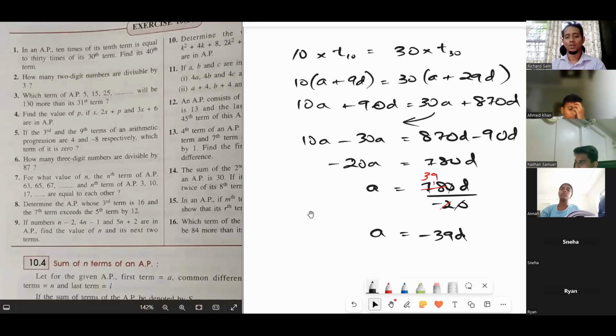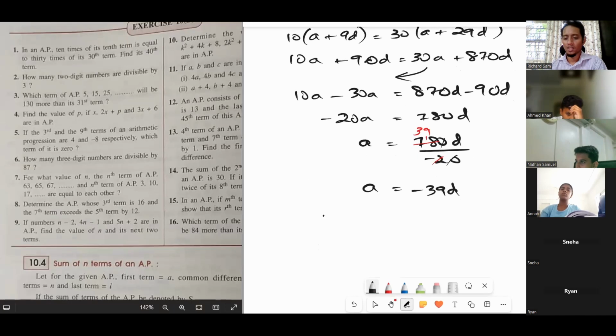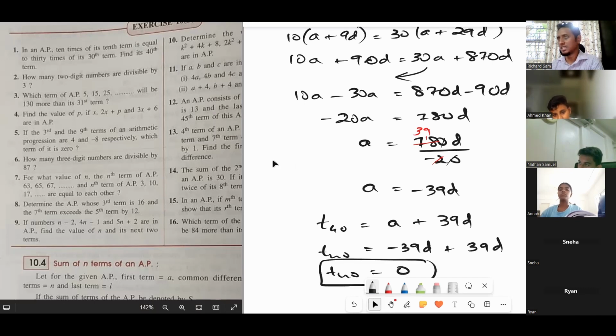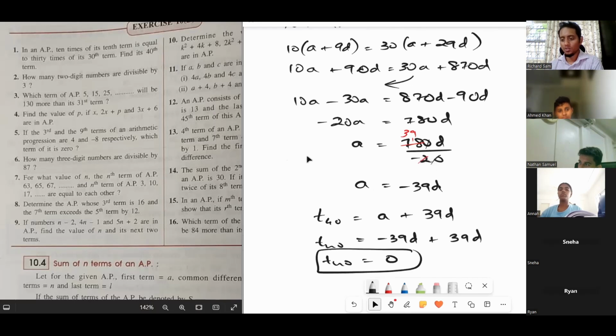Find its 40th term. So what's the formula to find the 40th term? A plus 39D, right? So in place of this A, we'll put this value here. So T40 will be minus 39D plus 39D. So what is minus 39D plus 39D? 0. This is how you do it. So you're not exactly getting the value of A or D, but somehow you're getting the 40th term.